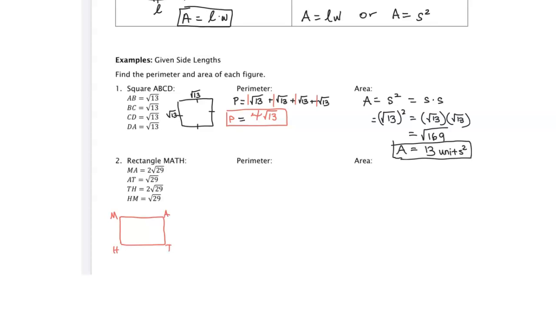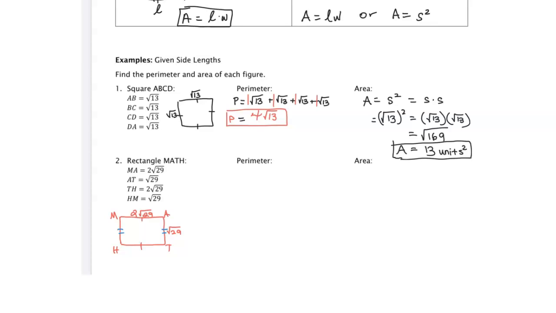We're told that MA is 2 times the square root of 29. AT is the square root of 29. Since this is a rectangle, you really don't have to put in the other two sides because we know that they are exactly the same as its side that was opposite it.